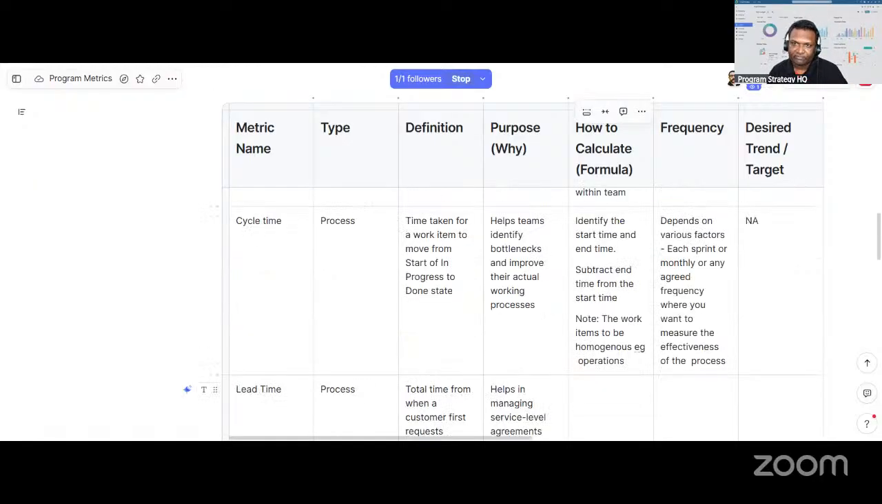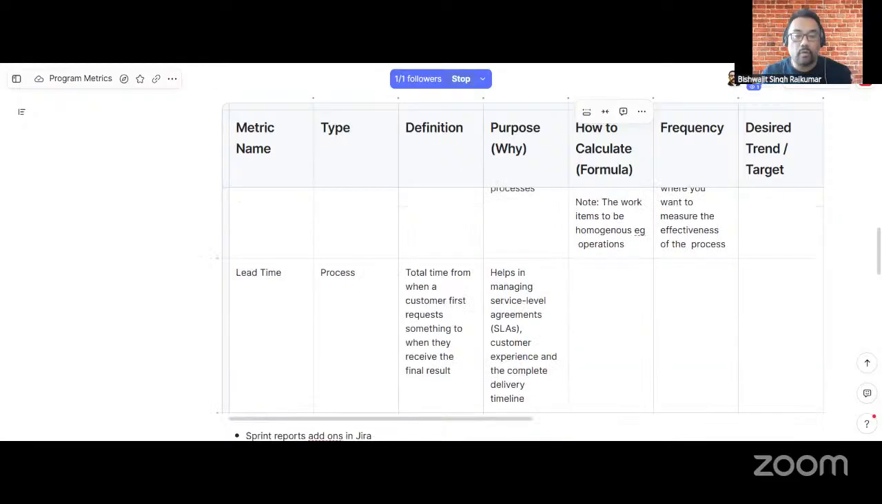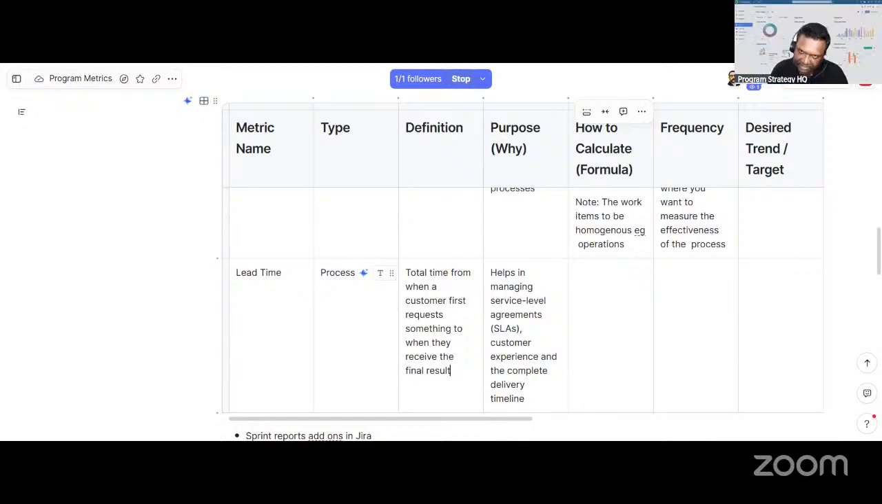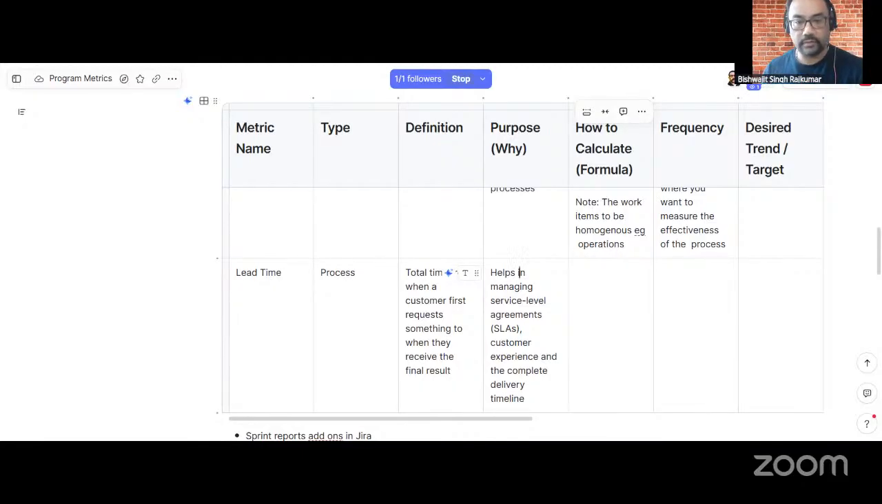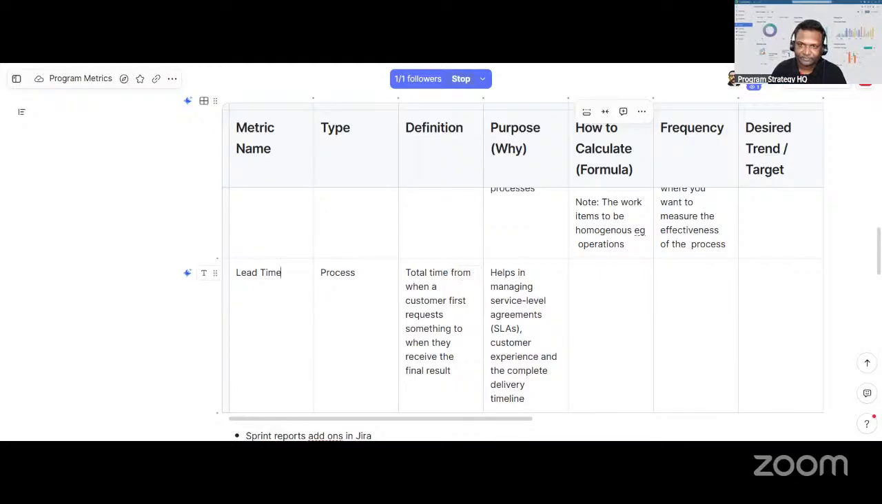This is from the moment it has been identified that they wanted this feature to delivery. What I have seen is it helps for the SLAs, because the customer doesn't bother whether you take it as sprint work or not. For SLAs we need lead time, and it will impact customer experience and delivery timeline, how soon we can deliver. It's more customer centric.